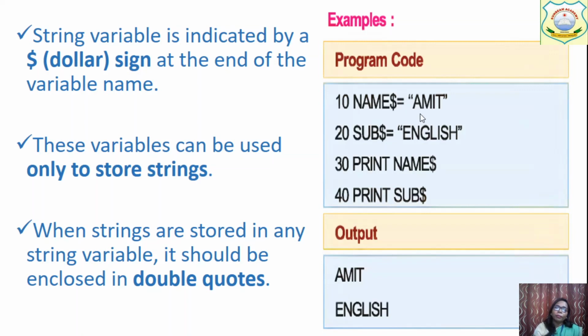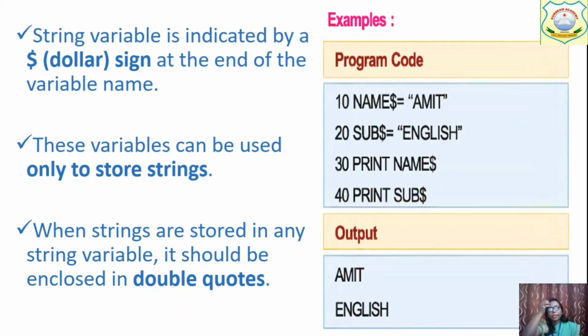So name dollar is a variable, and a variable is what? It is a named memory location. So what value will be stored there? Amit. In the same way, sub dollar sign is also a string variable, and what we are storing in this variable is English. Now if we print name and sub, we just write the name of the variable, and this statement will print the value in it.